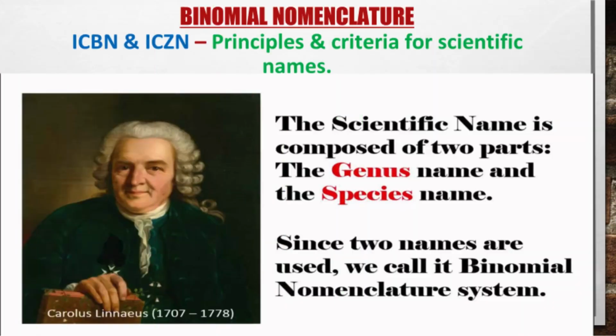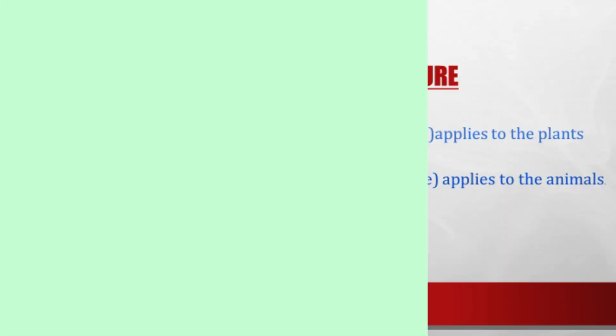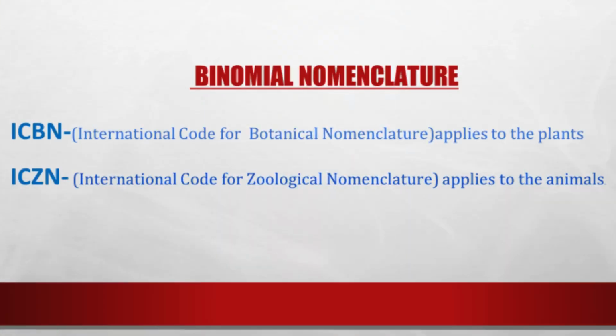ICBN and ICZN are two different organizations that state principles and criteria for scientific names. The scientific name is composed of two parts: the genus name and the species name. Since two names are used, we call it the binomial nomenclature system. Binomial nomenclature. ICBN, International Code for Botanical Nomenclature, applies to plants. ICZN, International Code for Zoological Nomenclature, applies to animals.